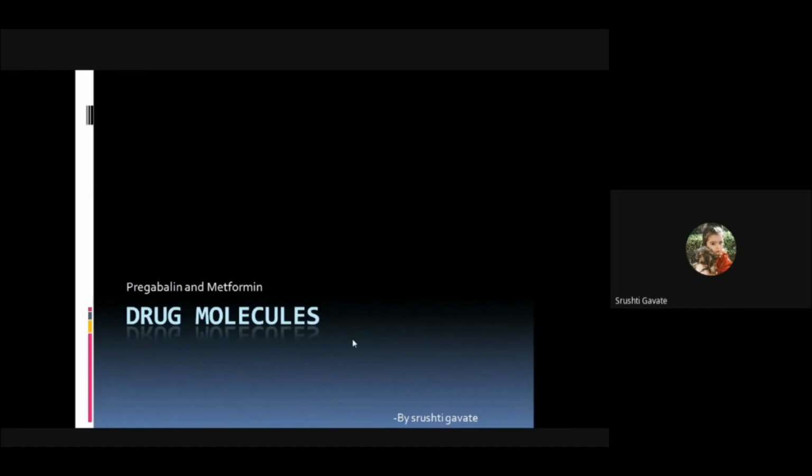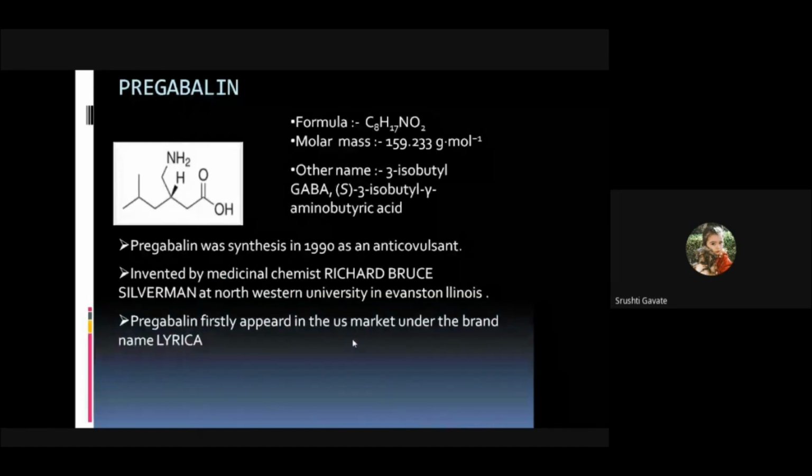Pregabalin and metformin. First of all, pregabalin. Pregabalin has the molecular formula C8H17NO2 with molar mass 159.233 gram per mole. Other name or IUPAC name is 3-isobutyl GABA. Pregabalin was synthesized in 1990, invented by medicinal chemist Richard Bruce Silverman at Northwestern University in Illinois. Pregabalin first appeared in the US market under the brand name Lyrica.